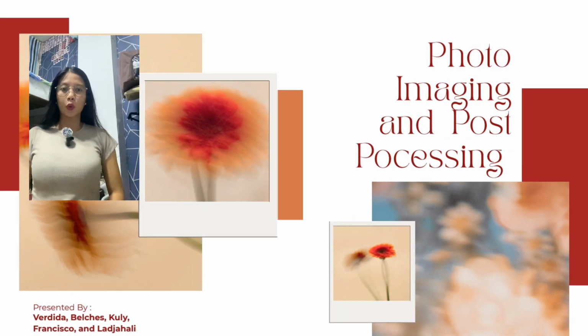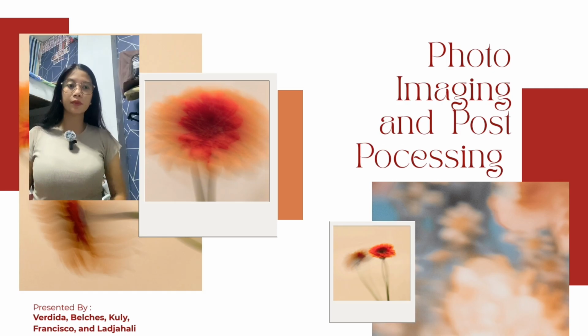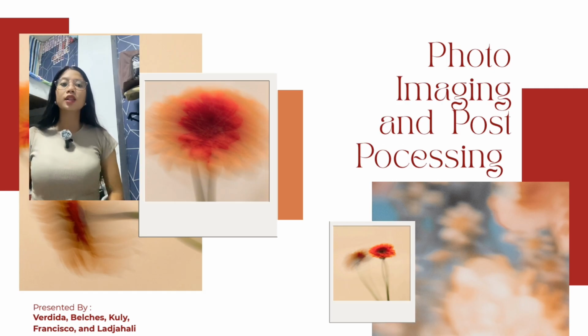Photo imaging and post-processing are the two critical phases that follow the press of the shutter in digital photography, transforming the captured file into a final image. While often used interchangeably, they represent distinct yet continuous parts of the photographic workflow.